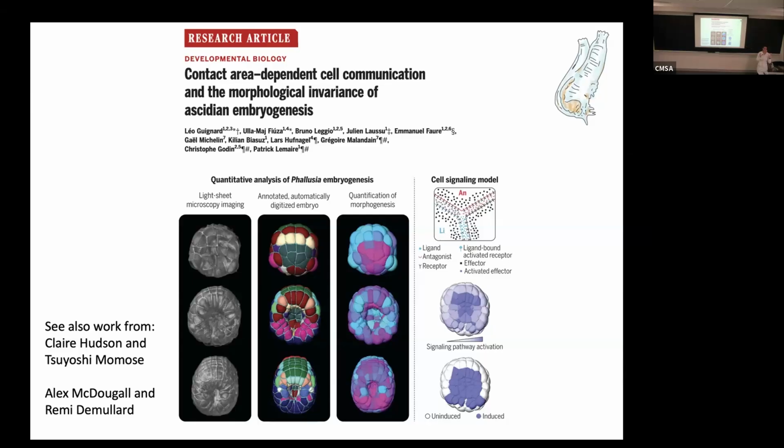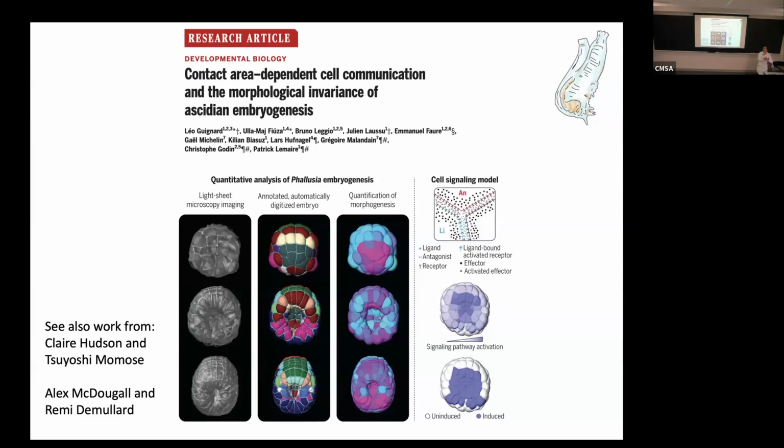The Ascidians are a bit of a particular group because they are really, really invariant. Species that are very far away from each other evolutionarily have the exact same shape of an early embryo, and you can recognize the same cells, right? In this paper, they took 10 embryos of the same species and looked at how variable the area of cell-cell contacts is from embryo to embryo. And they found that it's really not changing almost at all.